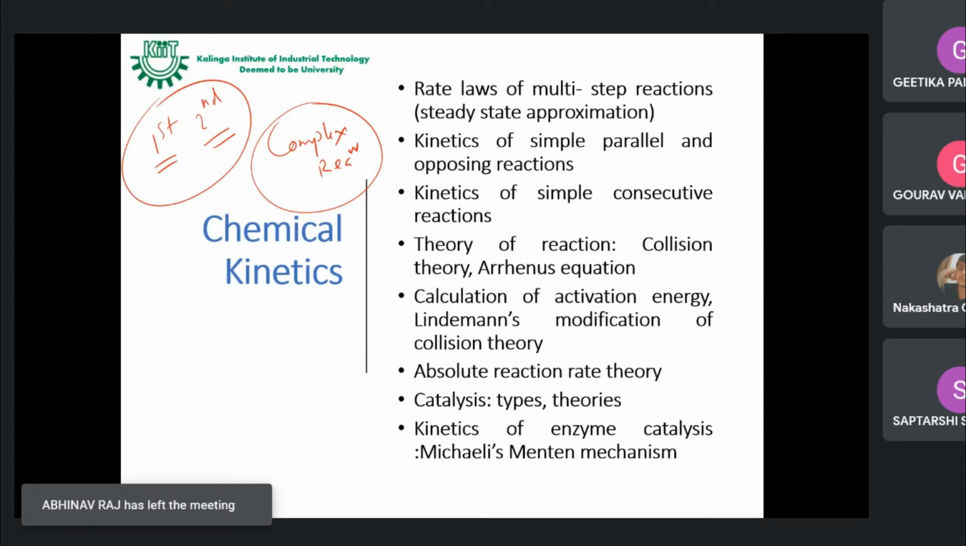Complex reactions we are going to start with: how to write the rate law of complex reactions with this particular concept, the steady state approximation. This is a new thing that is not there in +2, but those who are preparing for JEE Advanced may have gone through this steady state approximation, because that is a very, very useful approximation for writing the rate law of complex reactions. Okay, and I have seen a lot of questions asked from this steady state approximation in JEE Advanced. Then kinetics of simple parallel and opposing reactions.